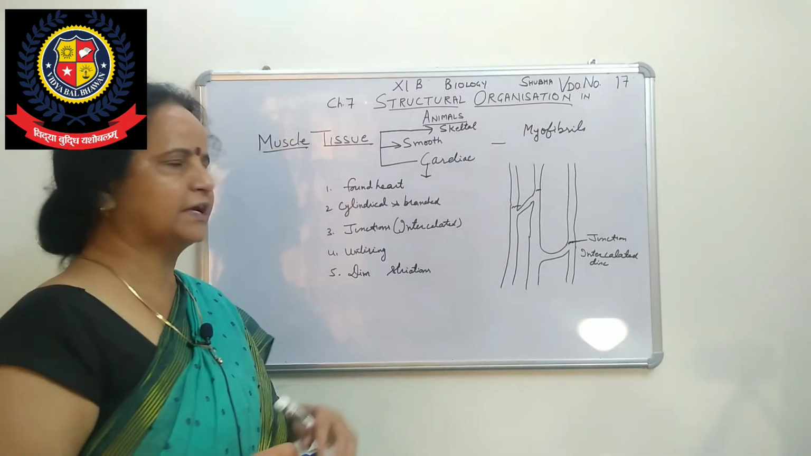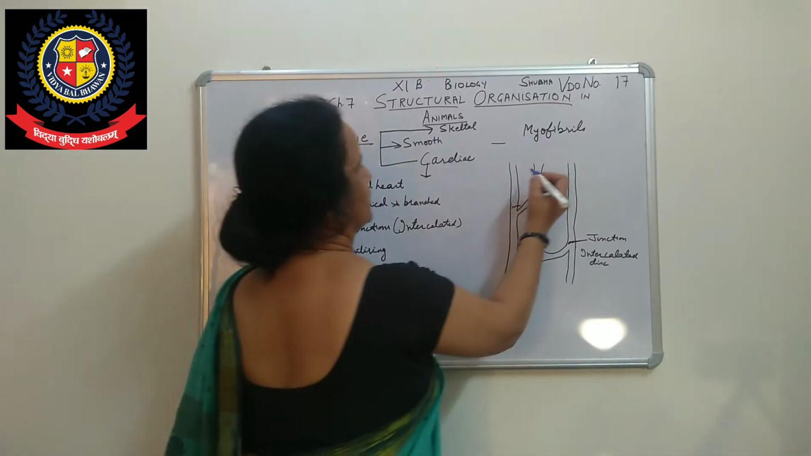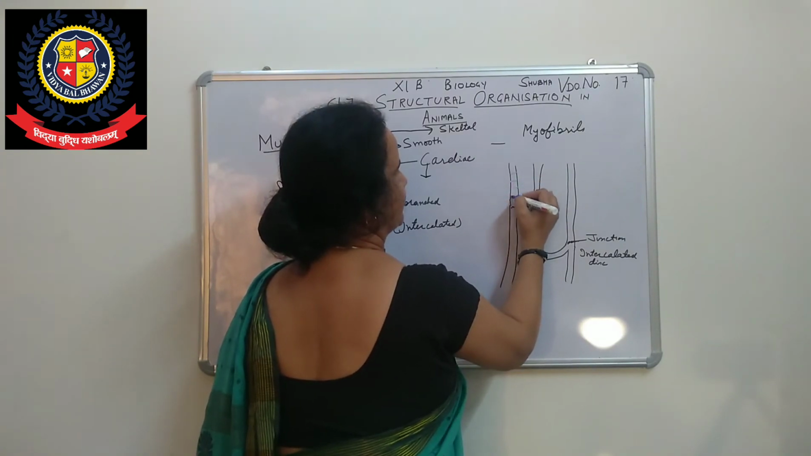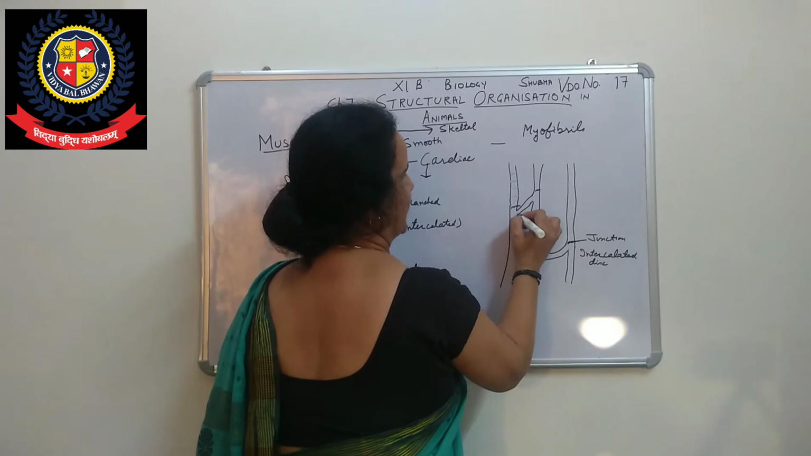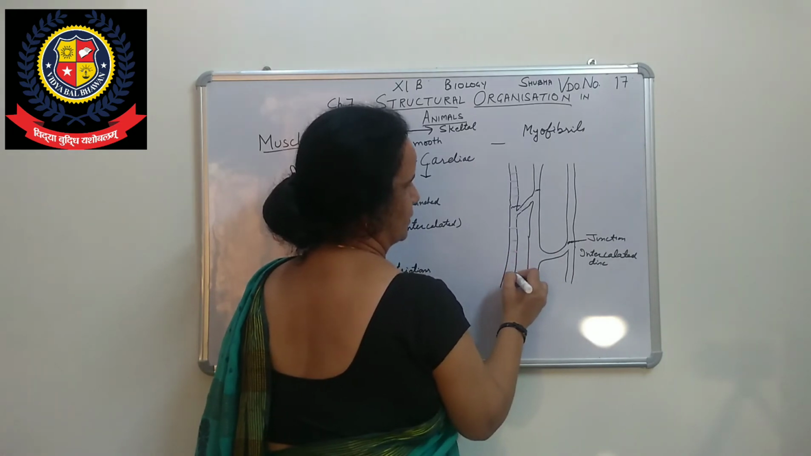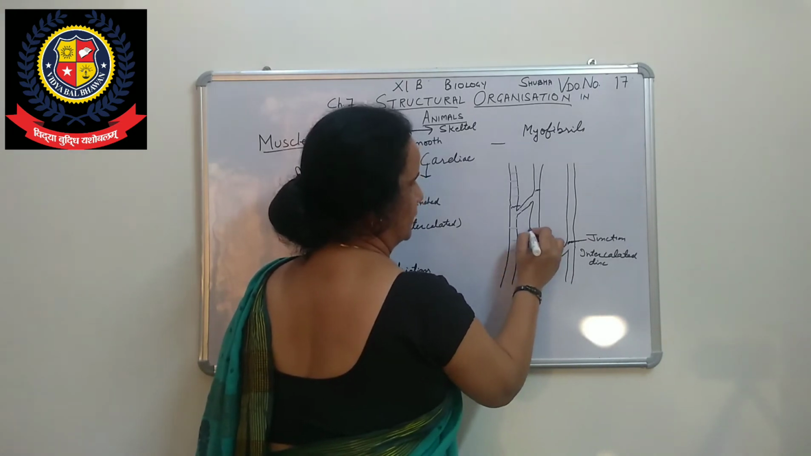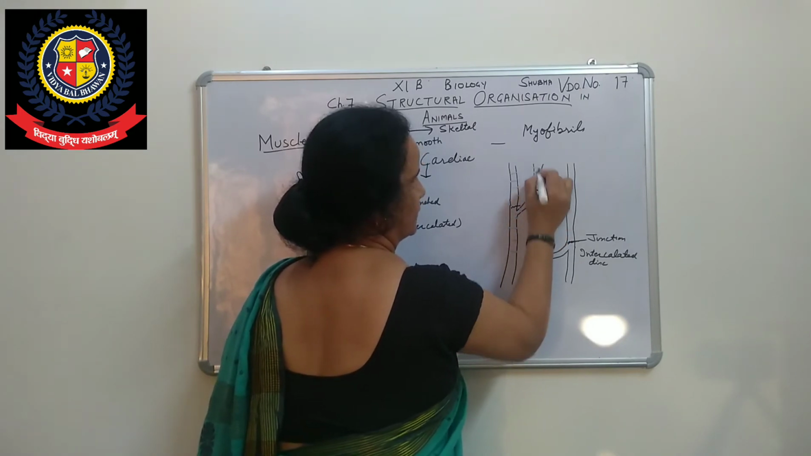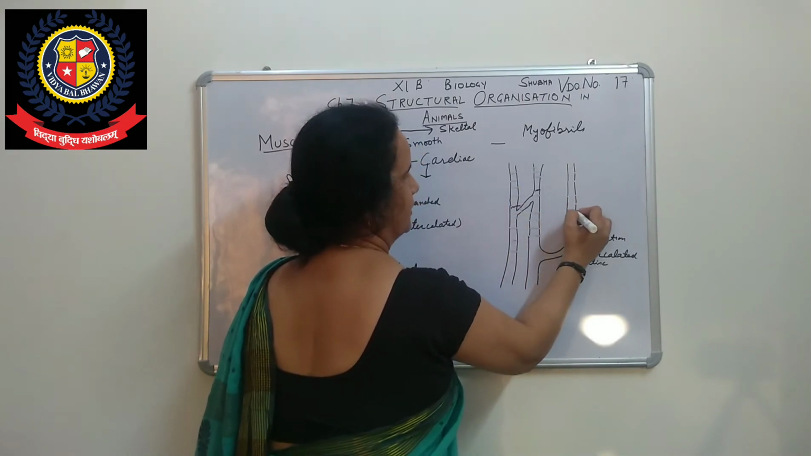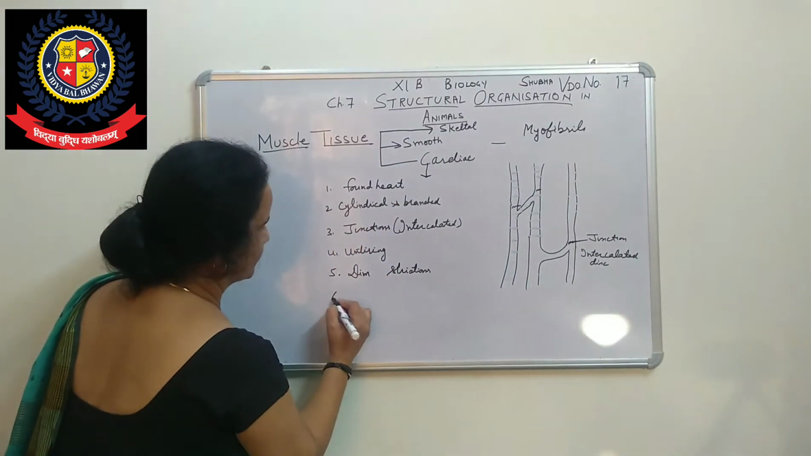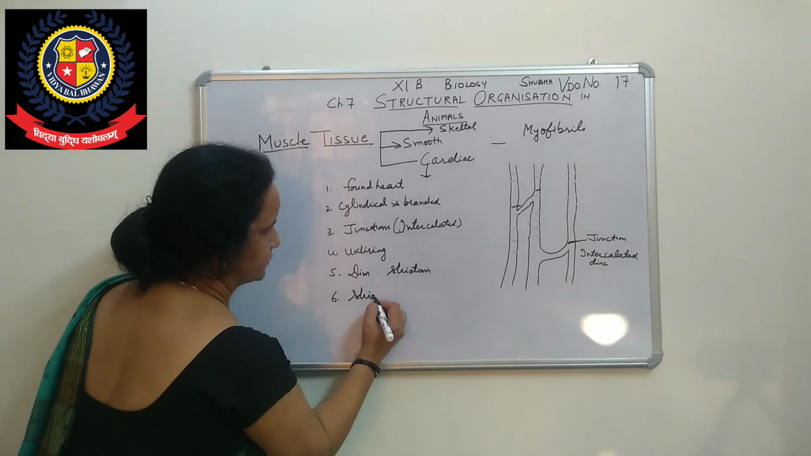But here they are very dim, very light, like this, not as prominent as in the case of striated muscle. So we can say striations are there, but not so prominent, not so visible. So here we can write one more characteristic feature, that is striations.